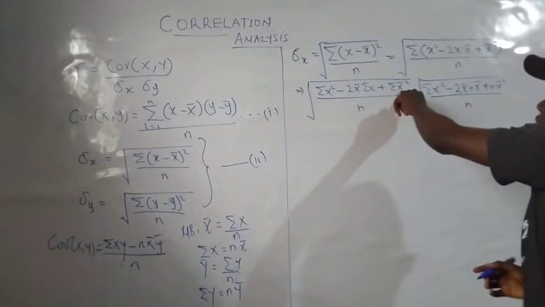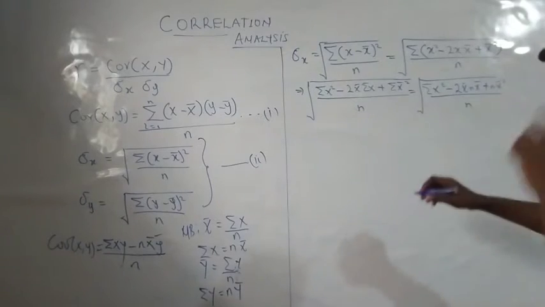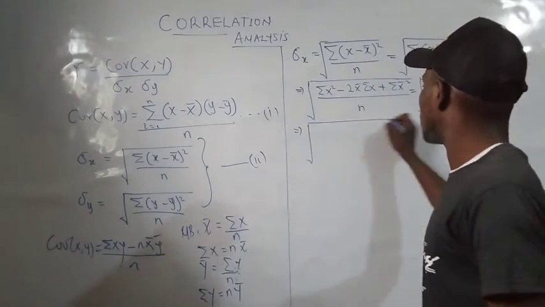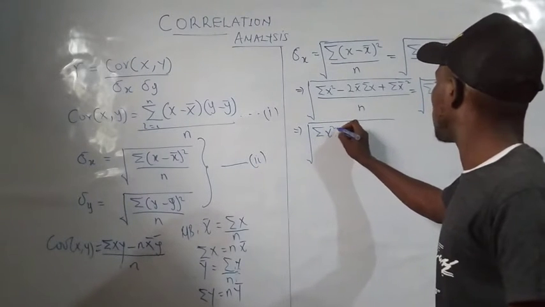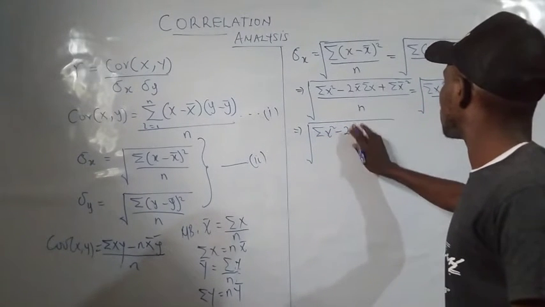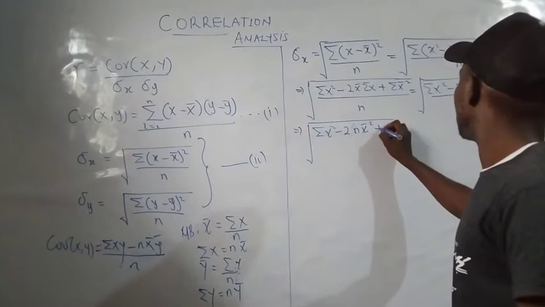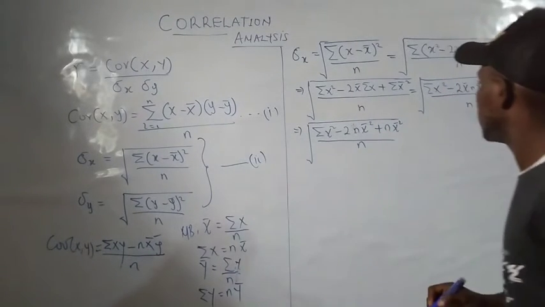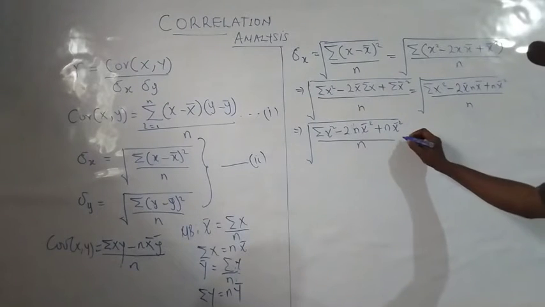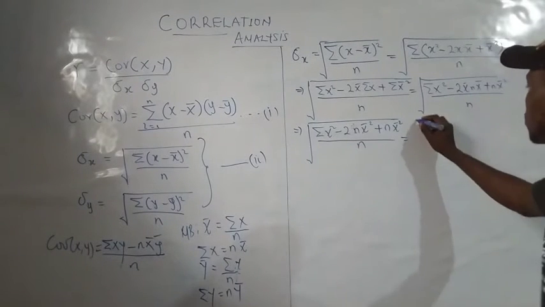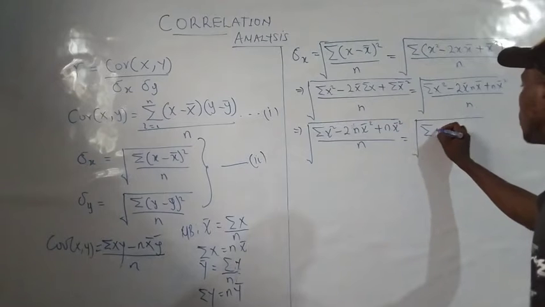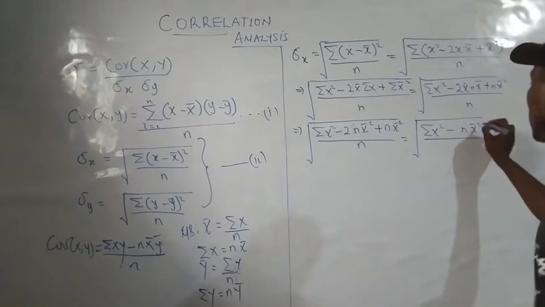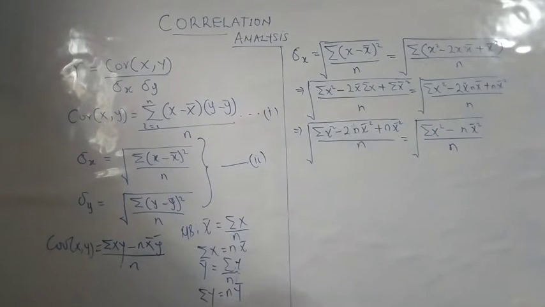Now, summation of a constant with n times gives us n there actually. So in the long run, I'll be having the square root of the summation of x squared minus 2n x bar squared plus n x bar squared all over n. So that at the very end, I'll be having the square root of the summation of x squared minus n x bar squared all over n actually.